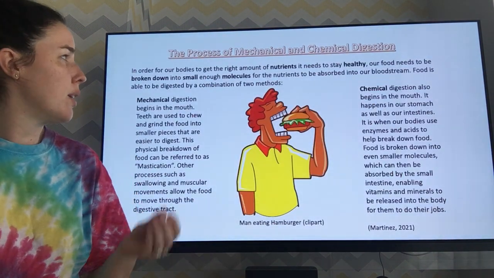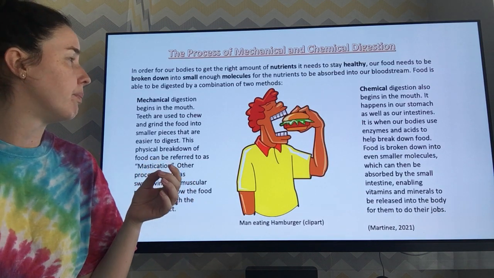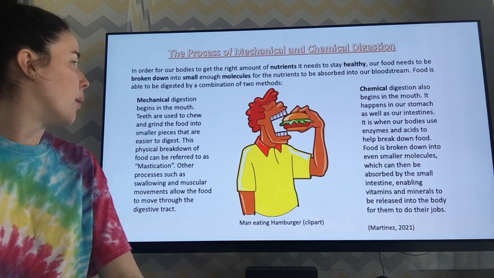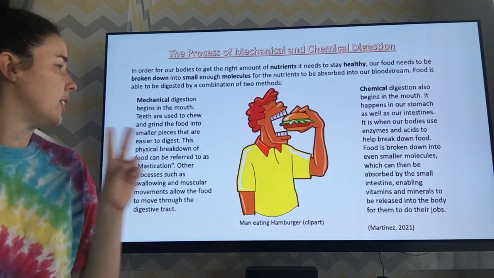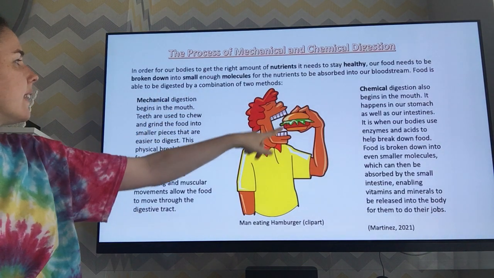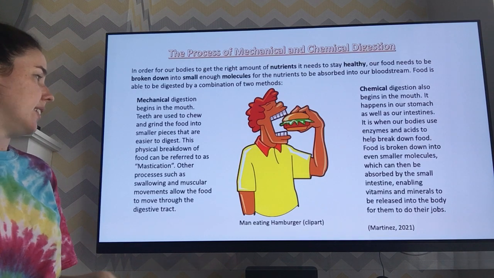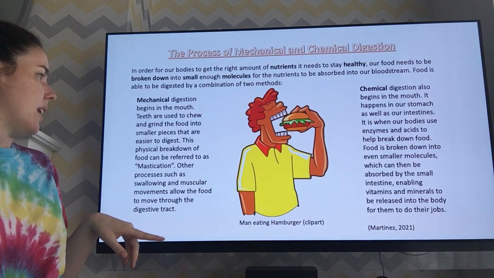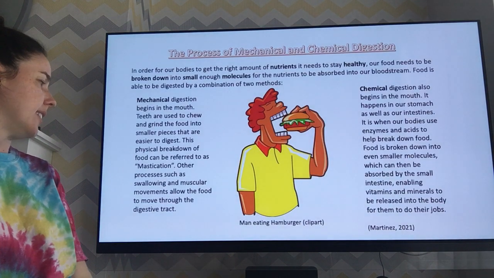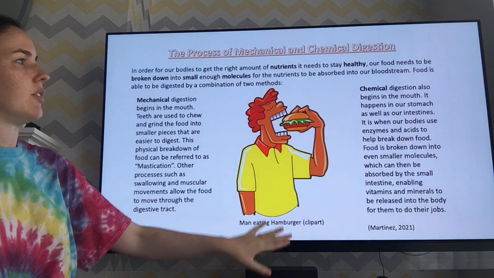Now, in order to get the right amount of nutrients we need to stay healthy, our food needs to be small enough molecules for the nutrients to be absorbed into our bloodstream. Food can be digested by a combination of two methods. The first method is mechanical digestion. This begins in the mouth. Teeth are used to chew and grind the food into smaller pieces that are easy to digest. This physical breakdown can also be referred to as mastication. Other processes such as swallowing and muscular movements allow the food to move through the digestive tract.